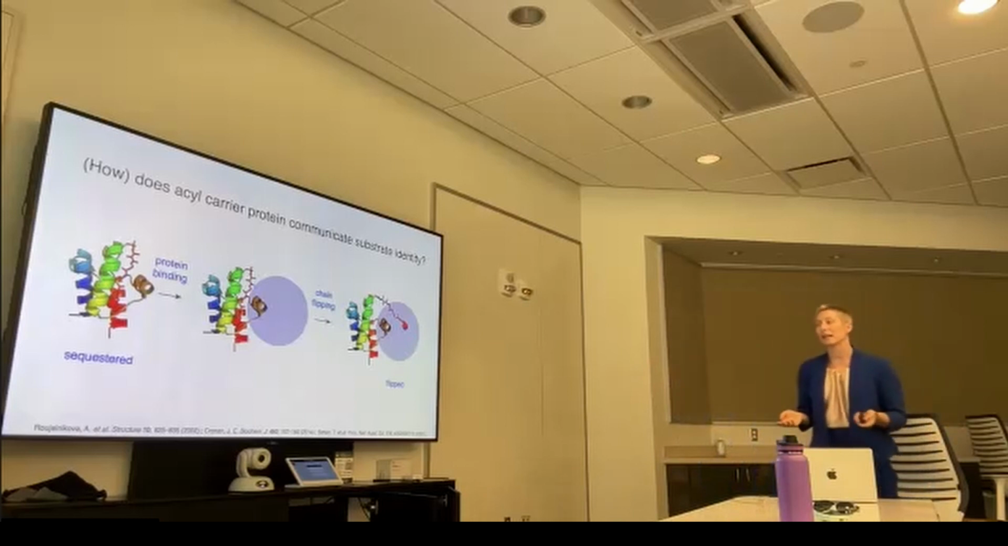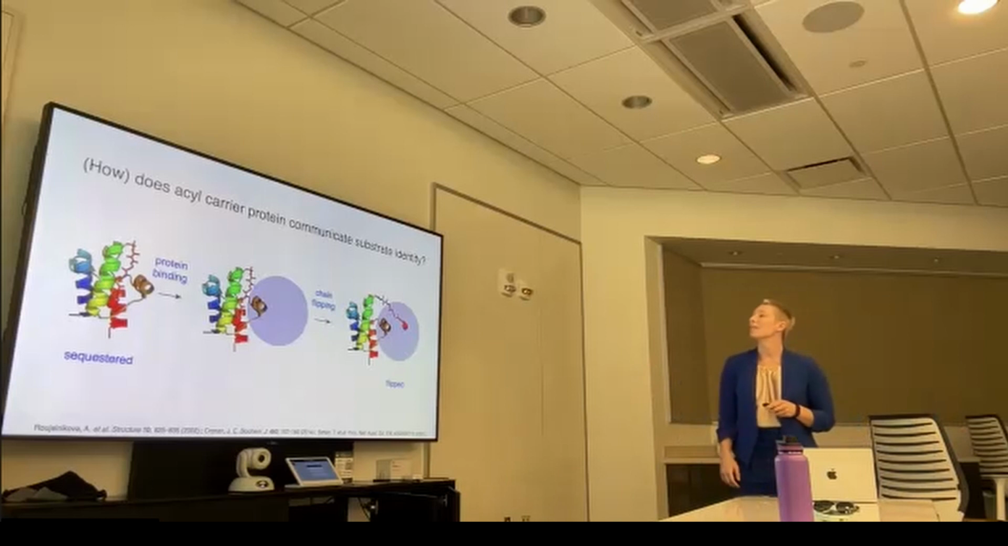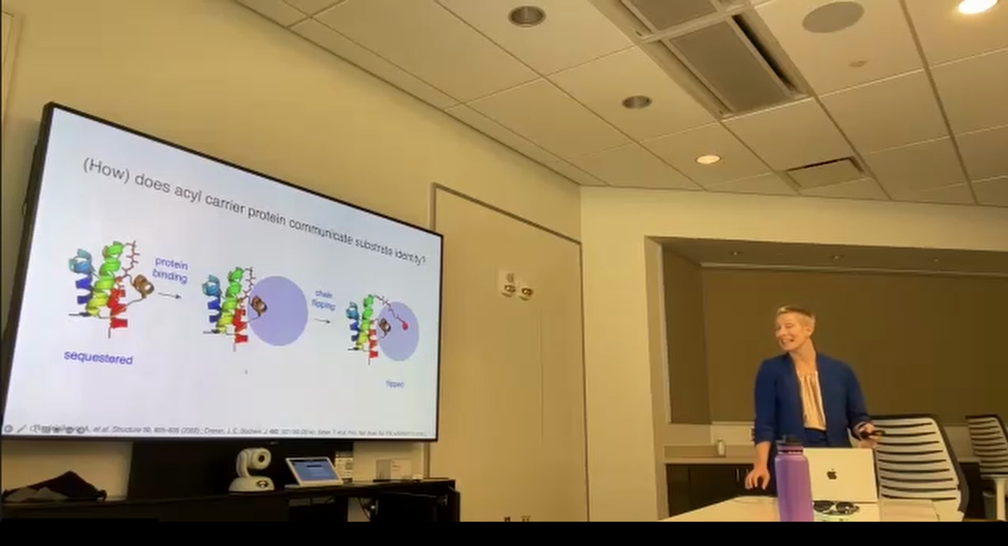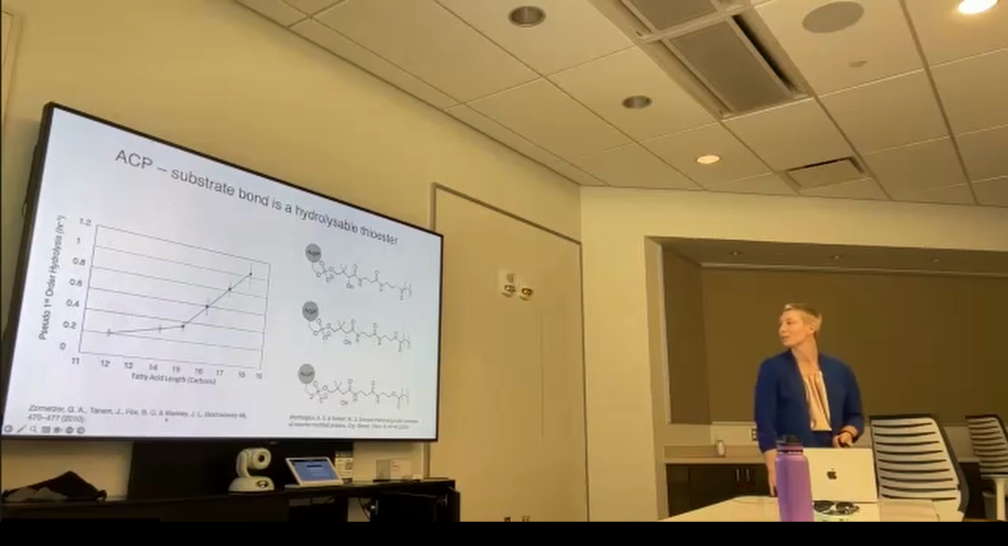So we think that there's some sort of regulation mechanism, and the hypothesis that we went into this with is that the identity of this substrate is going to change the conformation of the pocket, and this in turn will change the conformation of the external binding interface, therefore causing a difference in protein-protein interactions, and this is likely going to determine whether or not chain flipping should occur. So this is the hypothesis we went in with.